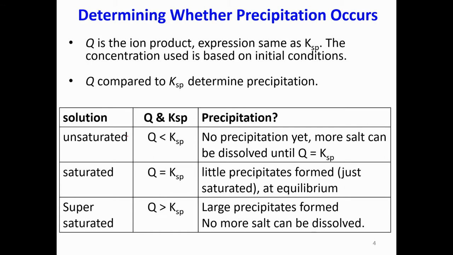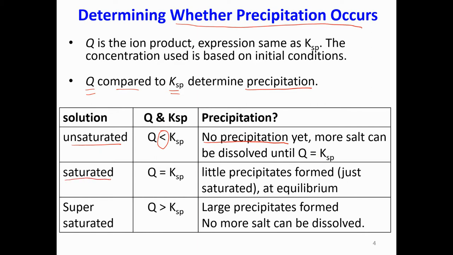Now let's look at this. What is the usage of Q? The reaction quotient is compared to Ksp to determine precipitation. It means we want to know whether precipitation will occur or not. First of all, we have an unsaturated solution, which means when you calculate, you will get Q less than Ksp. It means that there is no precipitation yet. More salt can be dissolved until Q equals Ksp.